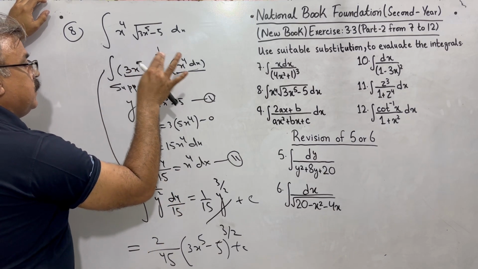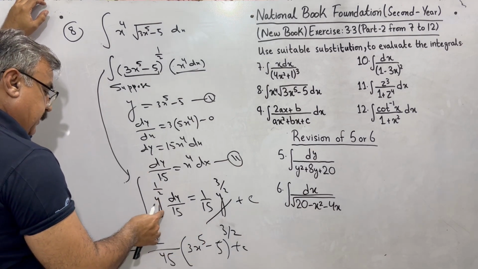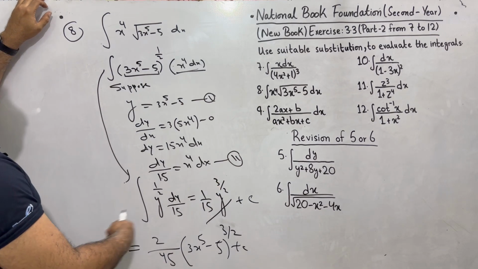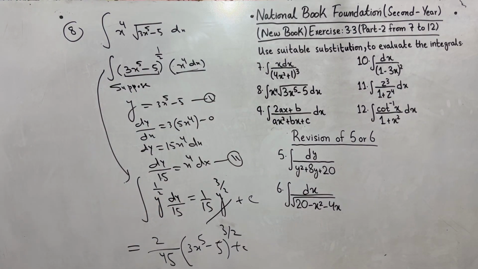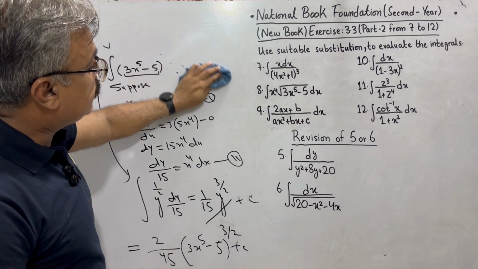It is y raised to 1 over 2. Its dy is 15, with the 15 outside, y raised to 1 over 2 dy. Add 1 to the power: 1 over 2 plus 1 will become 3 over 2. Re-put the value of y and so on. Function derivative works wonders for you. Question number 9.